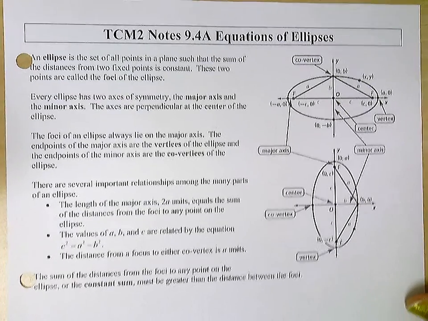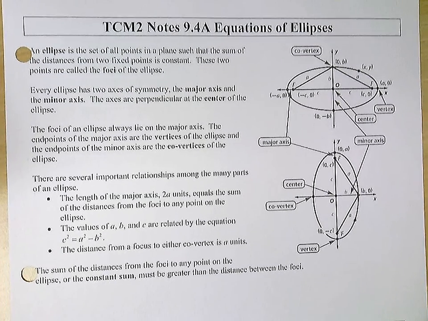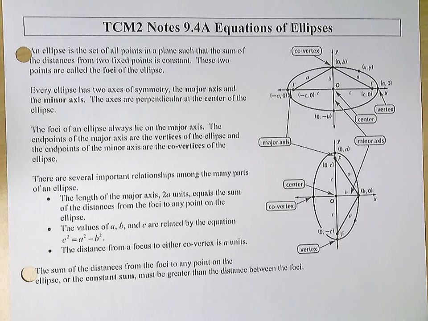All right, so we're going to be writing out equations of ellipses. An ellipse is the set of all points in a plane such that the sum of the distances from two fixed points is constant.